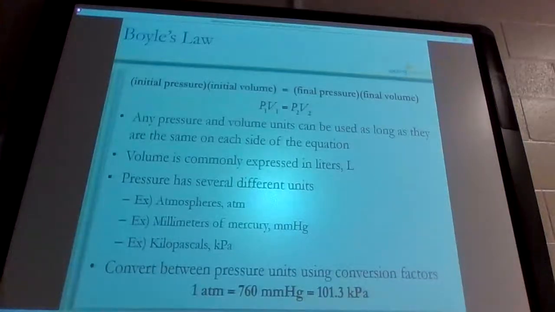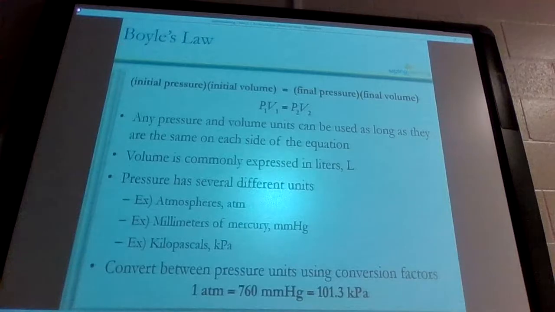1 ATM. ATM stands for atmospheres, not ATMs like we think of ATMs. 1 atmosphere is equal to 760 millimeters mercury and 101.3 kilopascals. So all of these are ways that we measure pressure. And this is basically an equivalency.